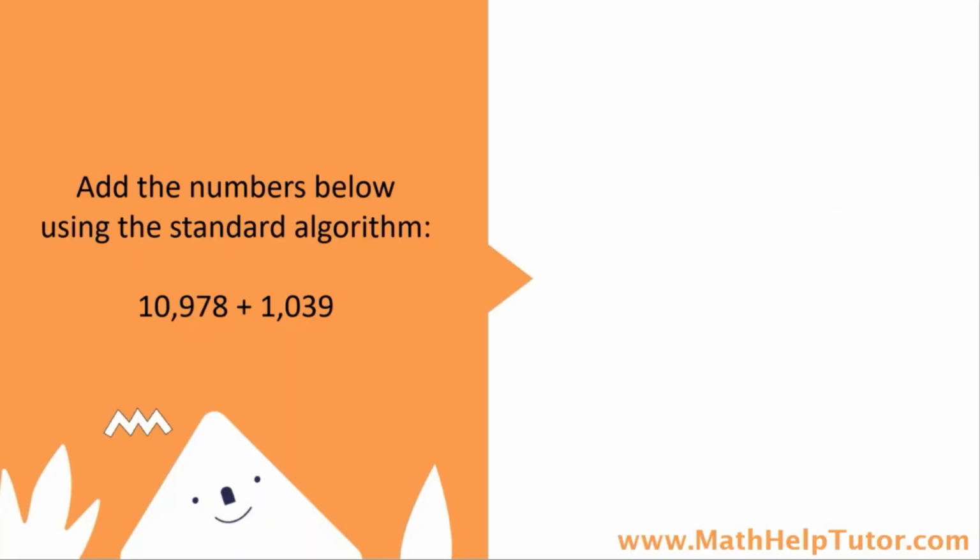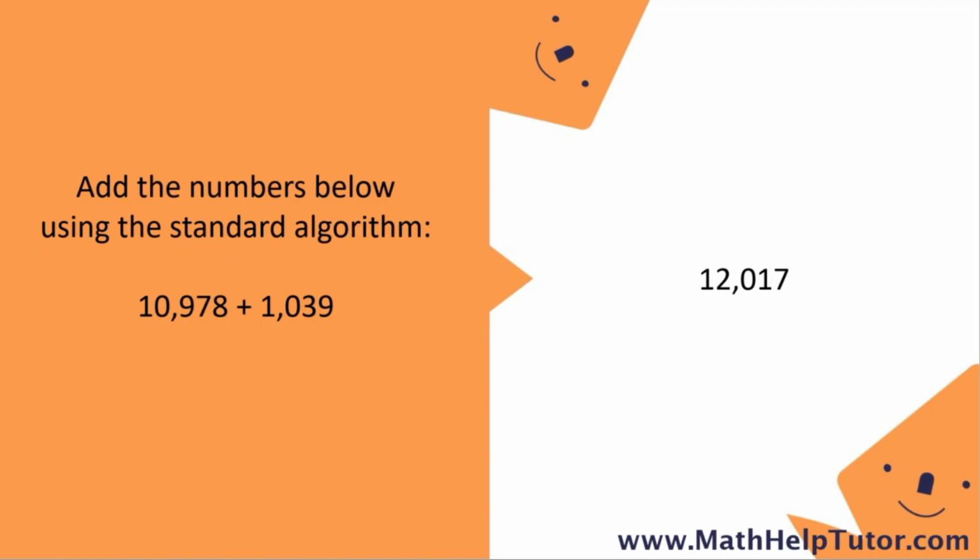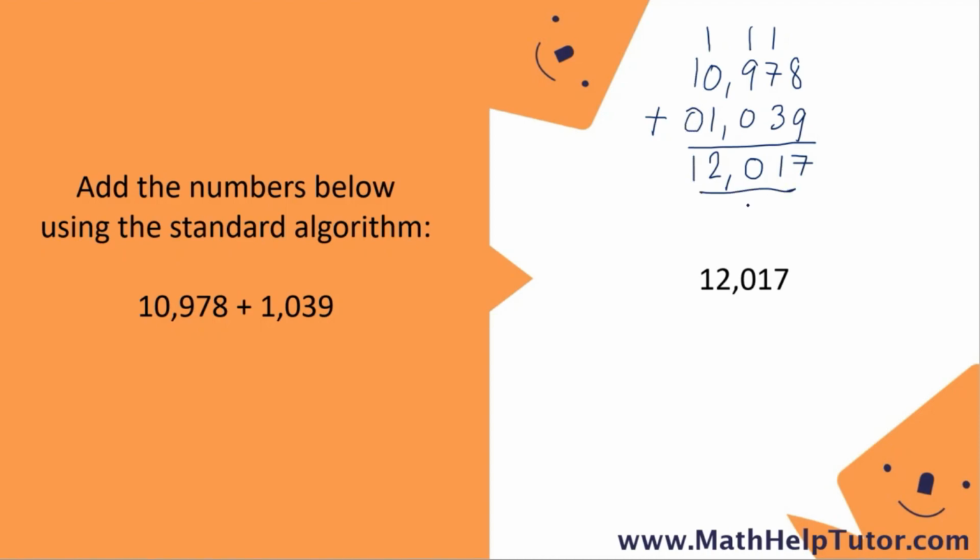Add the numbers below using the standard algorithm. The answer is 12,017. So how did we arrive at this answer? Let's have 10,978 plus 1,039. So 9 plus 8 is 17. Let's carry over 1. 7 plus 3 is 10 plus 1. That's 11. 9 plus 0 is 9 plus 1. That's 10. Carry over 1. 0 plus 1 is 1 plus 1. That's 2. Think of a blank digit as having 0. So 1 plus 0 is 1. And there we have the answer.